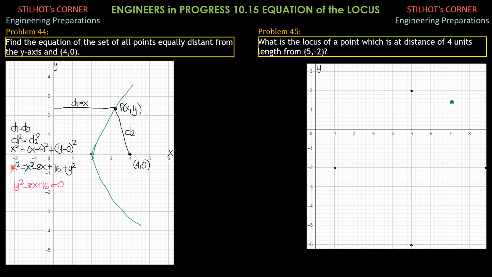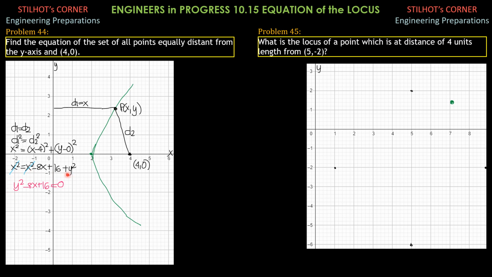Expanding, we have x squared equals x squared minus 8x plus 16. So negative 8x is twice the product of x and negative 4, and positive 16 is negative 4 squared. So that's algebra already. You're already in analytic geometry, so you should be able to understand the expansion. So plus y squared. We can cancel x squared, so simplifying, we have y squared minus 8x plus 16 equals 0, which is a parabola indeed.